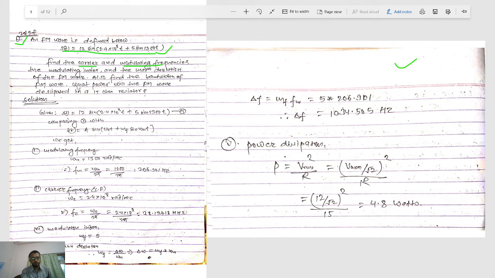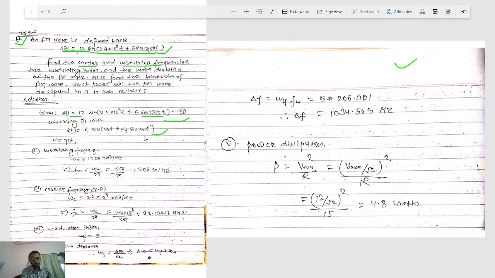Also find the bandwidth of the FM wave and what power the FM wave will dissipate in a 15 ohm resistor. So here you have to calculate the carrier and modulating frequency, as well as the modulating index, the maximum deviation of the FM wave, the bandwidth, and the power. Here we have given s(t) = 12 sin(2.4 × 10^8 t + 5 sin 1300 t). If you compare this equation 1 with the standard equation, s(t) = A sin(ωc t + mf sin ωm t).